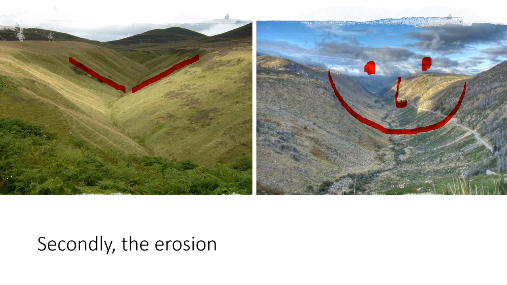But that's a really nice U-shape, and this, by comparison, is a nice V-shape. So this is a glacial valley on the right, and over here on the left is a standard stream eroding through a soft rock.